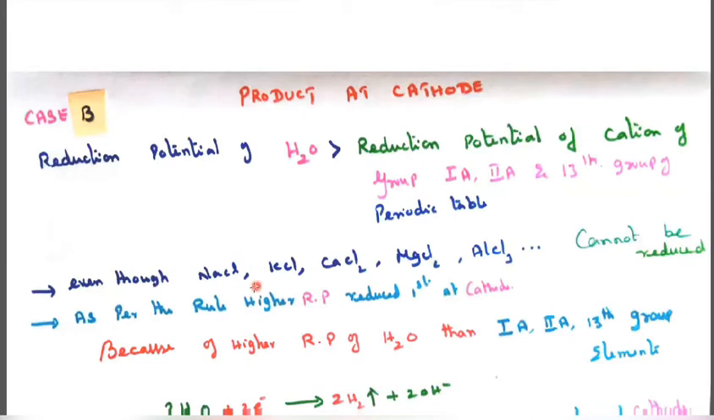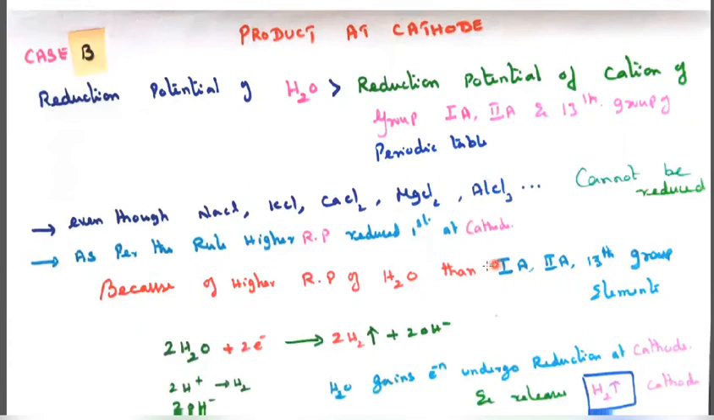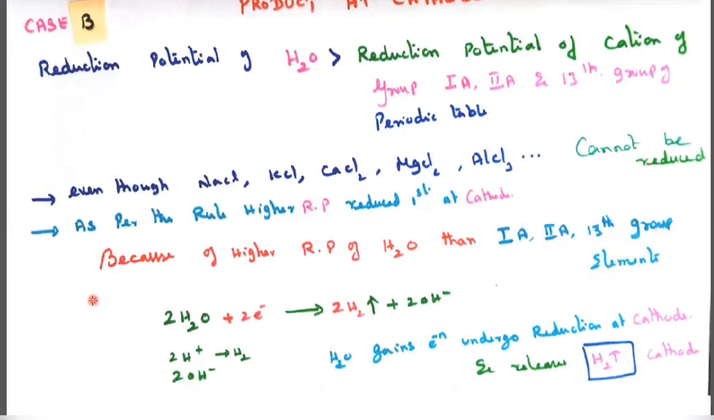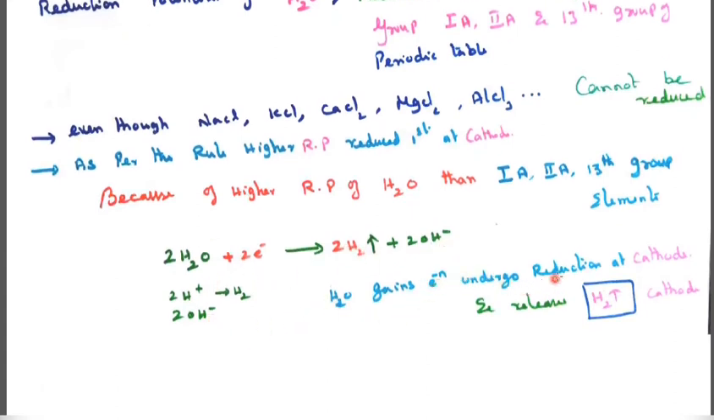Alkali metal examples like sodium chloride and potassium chloride, and also cadmium chloride, mercury chloride, aluminum chloride, cannot be reduced because, as per the rule, the higher the reduction potential, the earlier it is reduced at the cathode. The reduction potential of water is greater than that of the first group alkali metals, second group alkaline earth metals, and boron family 13th group elements. So here 2H2O gains 2 electrons and gives H2 plus 2OH-. H2O undergoes reduction at the cathode and releases H2 gas.